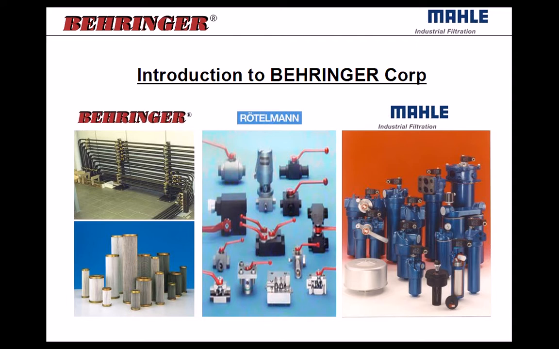Some of the other things that Behringer offers is high-pressure ball valves. These are manufactured by a company called Rudelmann out of Germany, and they manufacture high-quality two-way, three-way, multi-way, high-pressure ball valves, cartridge valves. They have a complete line of shut-off control technology, as well as some instrumentation valves. These are available in steel, stainless steel, up to, I think their ultra-high pressure goes up to about 30,000 PSI, but the standard high-pressure ball valves go up to about 7,000 PSI, and used a lot in mainly hydraulic, but other industries as well. And the Mahle Industrial Filtration, that's what we're going to be focusing on a little bit here this morning.